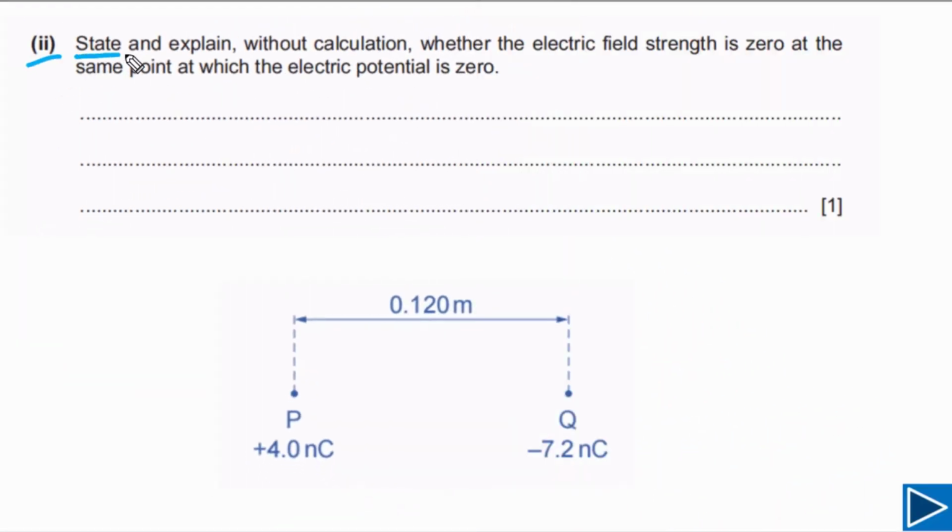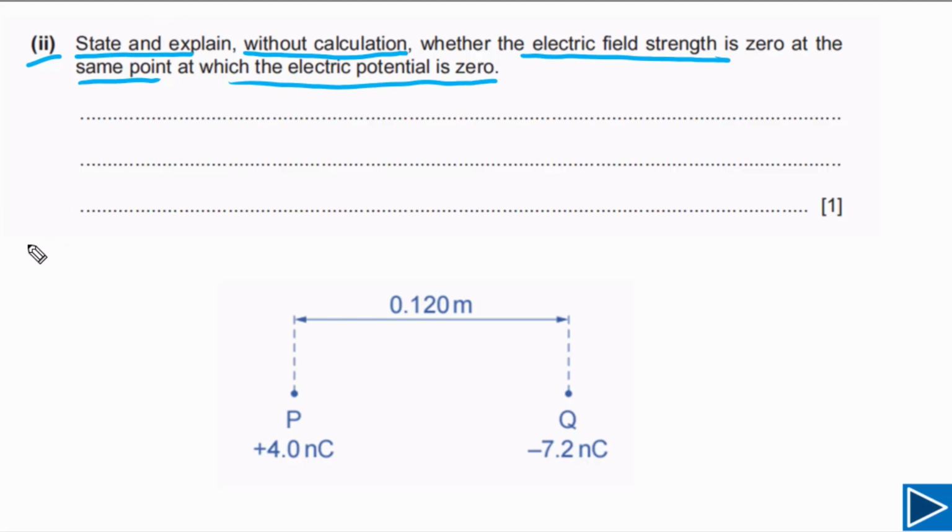For our second part, we need to state and explain, without calculations, whether the electric field is 0 at the same point at which the electric potential is 0. This question is a bit tricky. It is testing your understanding of electric field and potential and the relationship between them.